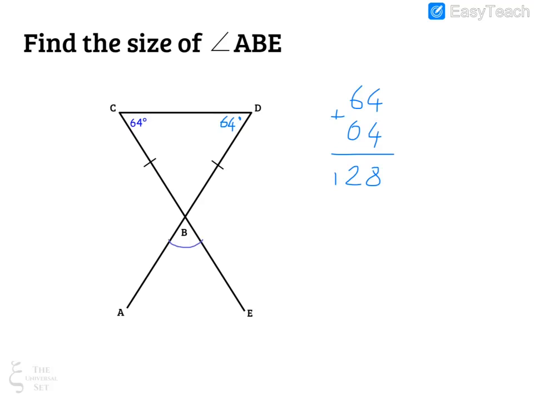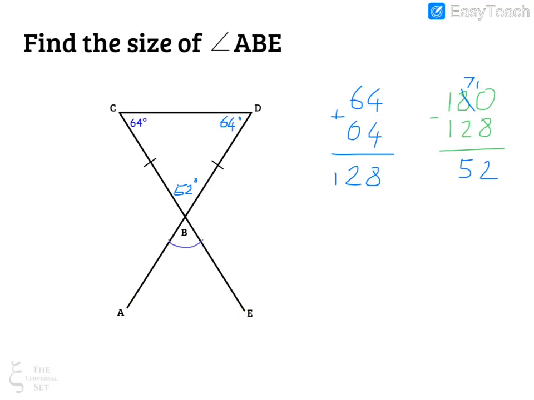So to find out what this one is, those three, 1, 2, 3, have to add up to 180. So let's do 180, take away 128, see what we get there. Oops, that's a 7. 10 take 8 is 2, 7 take 2 is 5, 1 take 1 is nothing. We've got 52. So this angle is 52 degrees. Now, has that helped us? Has that helped us work out what ABE is?